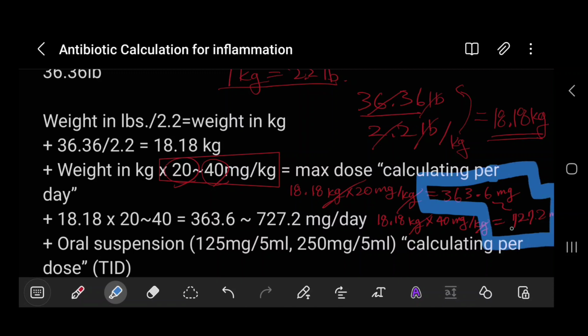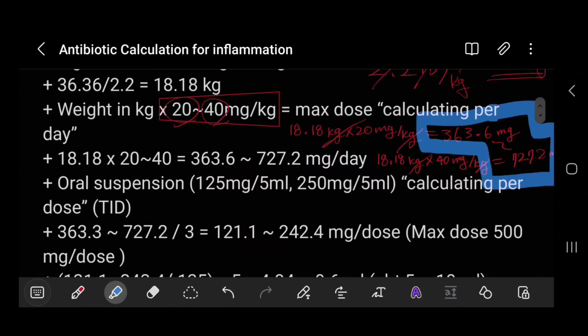Okay, so this is the dose range that we have: 363.6 milligram to 727.2. So within this range we can prescribe. The available dosage or the medicine in the market is, let's assume, 125 milligram per 5 milliliter, which means in 5 milliliter solution there is 125 milligram of amoxicillin.